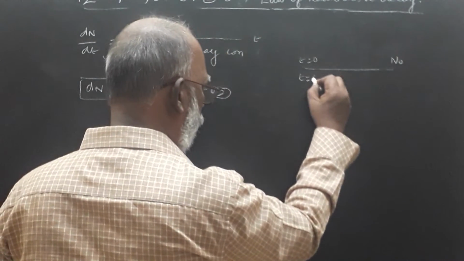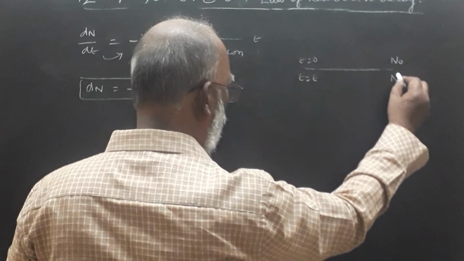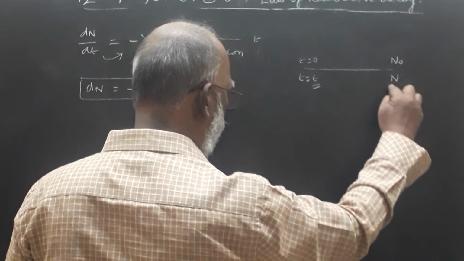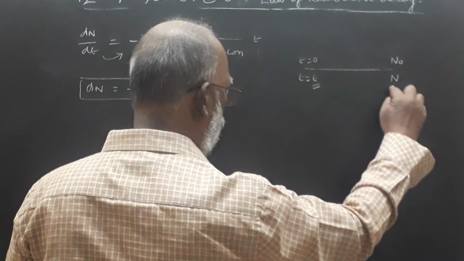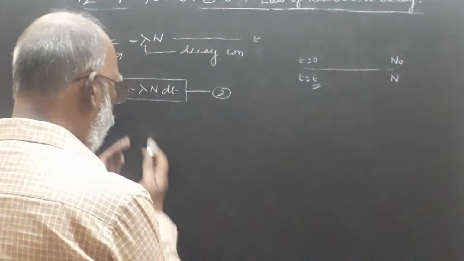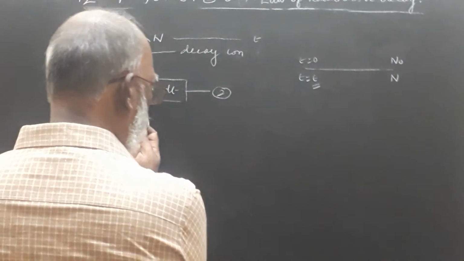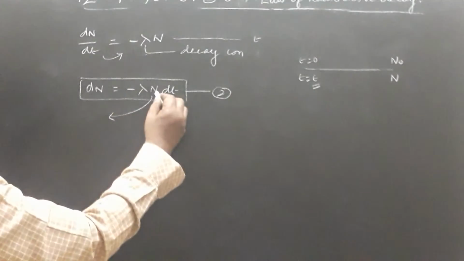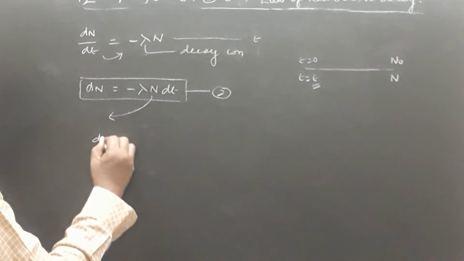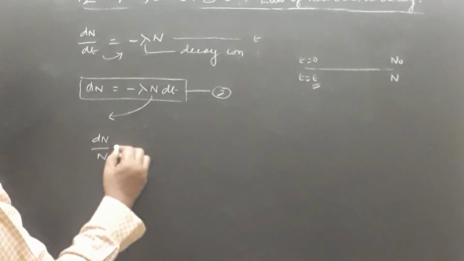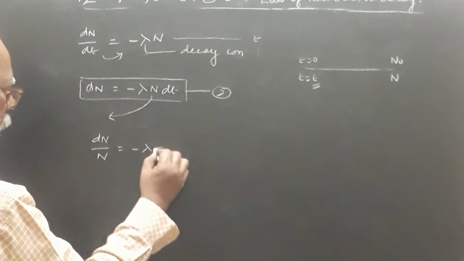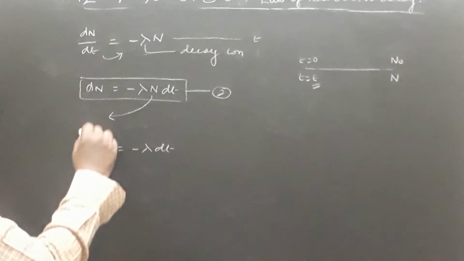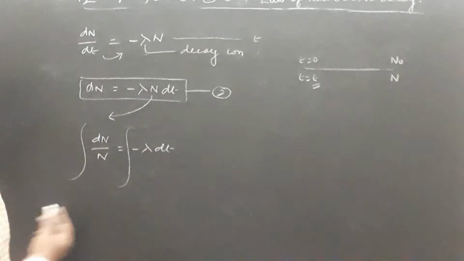When t equals t, at that moment the remaining atoms or nuclei are N. So we have to integrate this equation. When you bring N to this side, we get dN by N equal to minus lambda into dt. Are you clear? Then we have to integrate both sides.